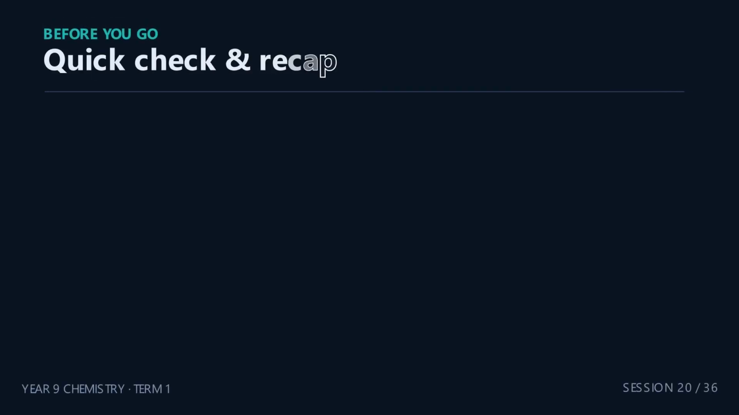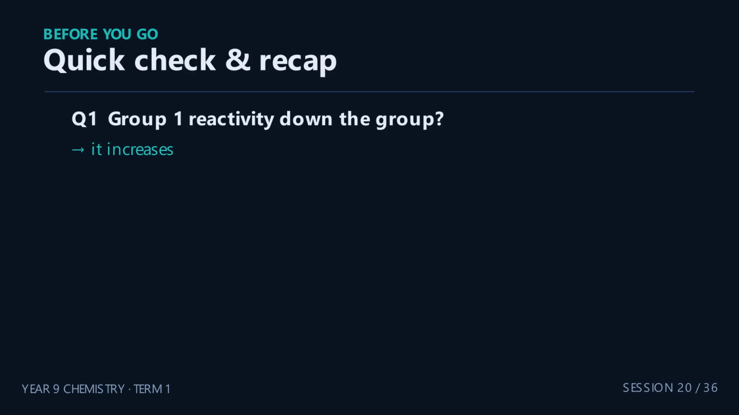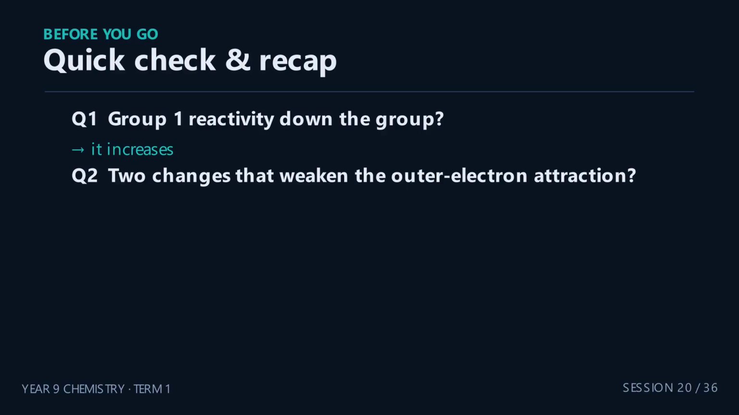Quick check. Question 1. What happens to Group 1 reactivity down the group? Pause and answer. It increases. Question 2. Which 2 structural changes weaken the attraction on the outer electron? Greater distance and greater shielding.